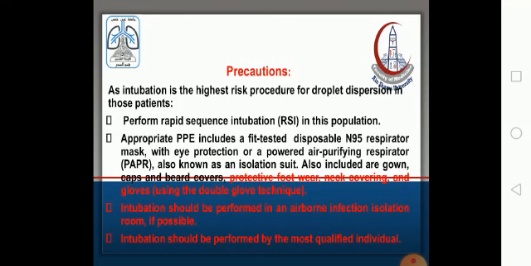All the staff in the room should be ready and wearing N95 respirator, mask, eye protection, gloves, protective footwear, neck covering, or even beard covering, or even the double glove technique. Intubation should be performed in an airborne infection isolation room as much as we can. Intubation should be performed by the most qualified individual.